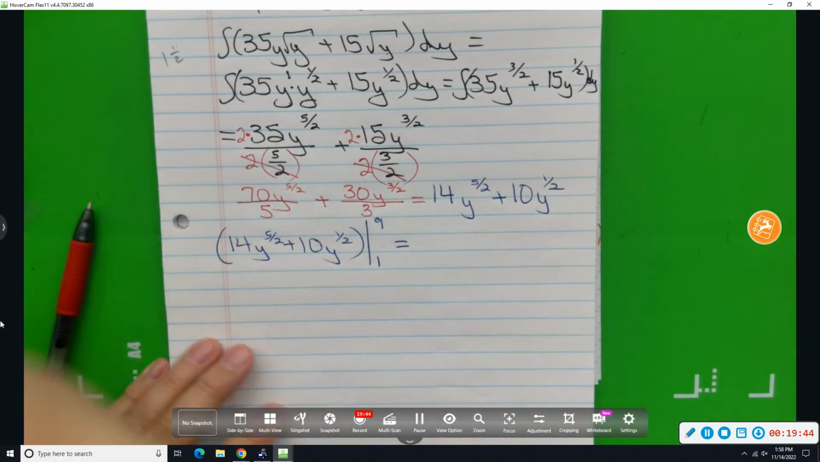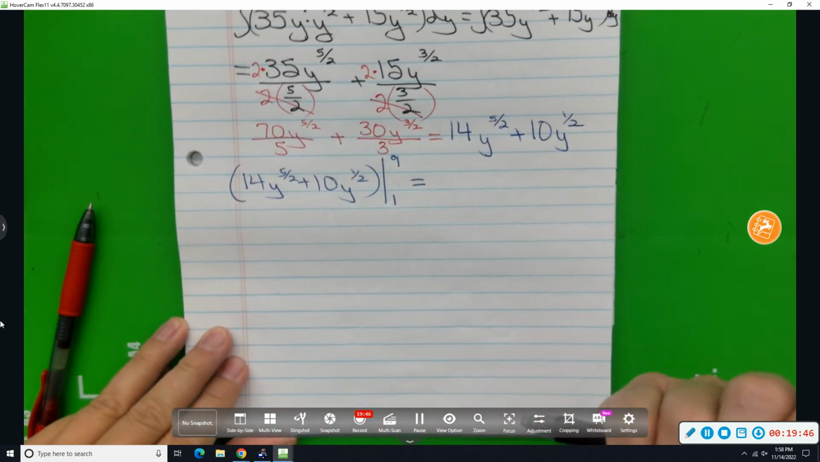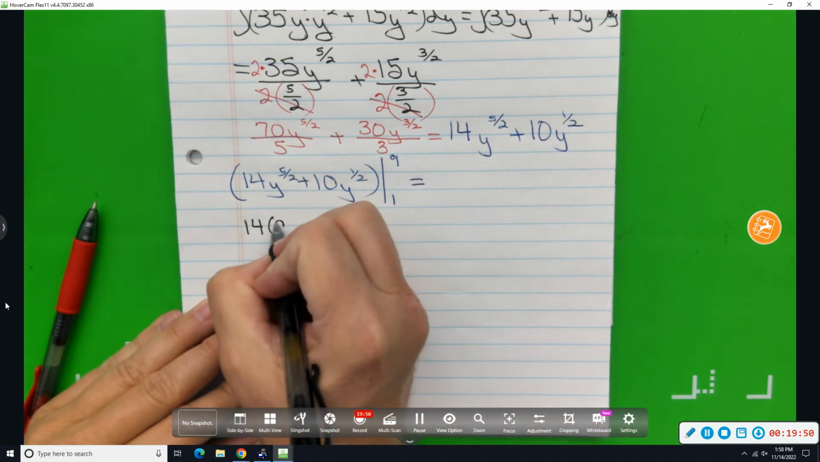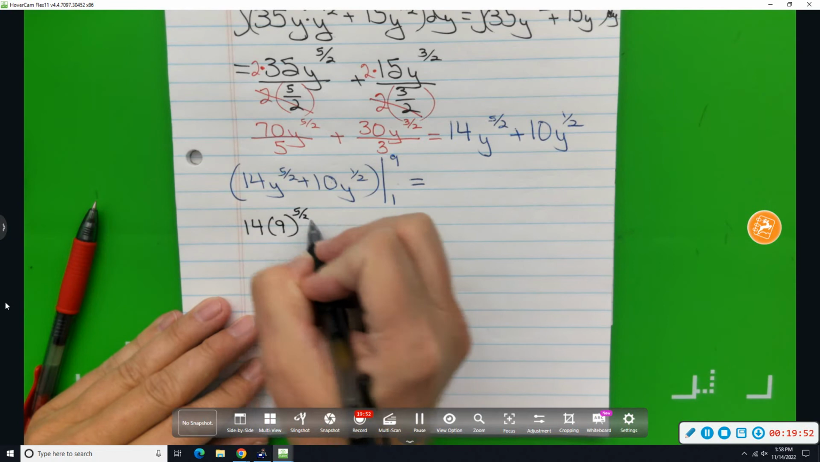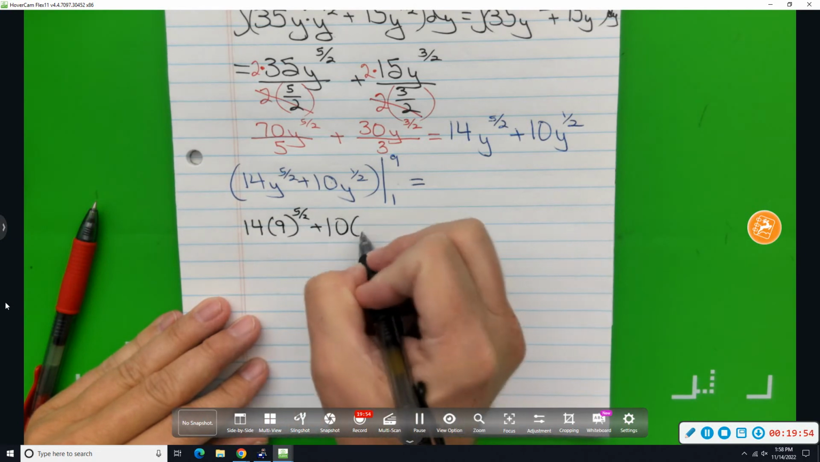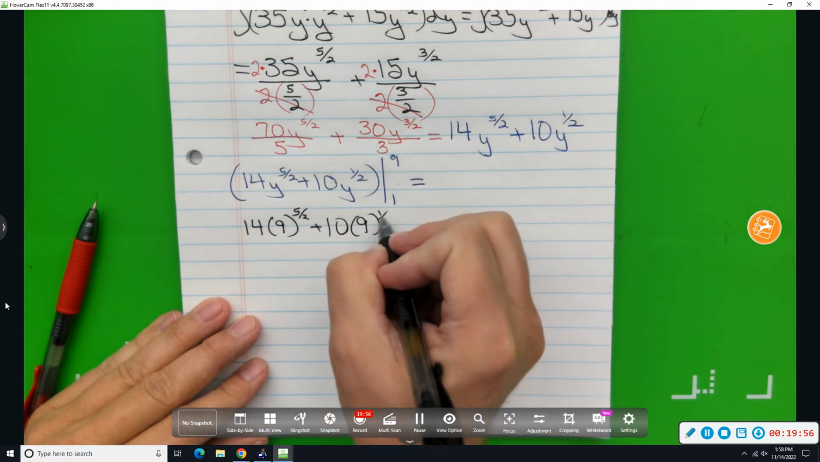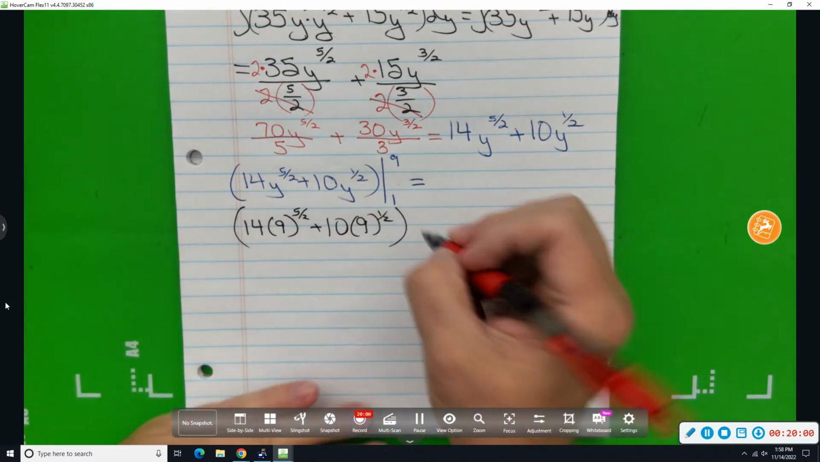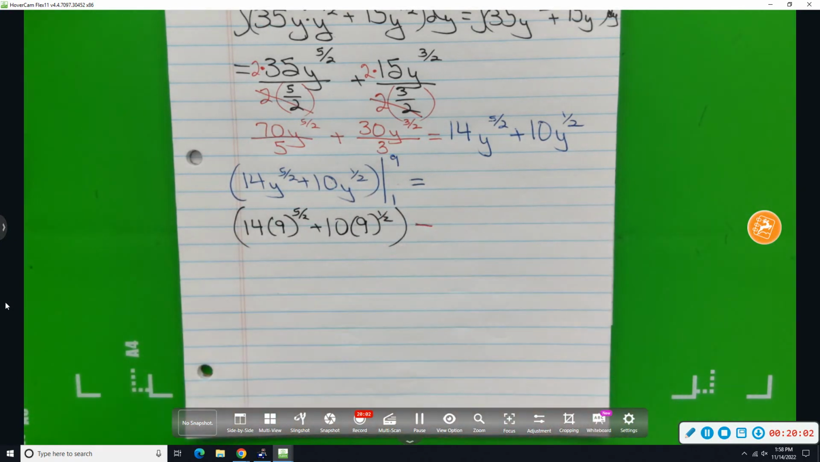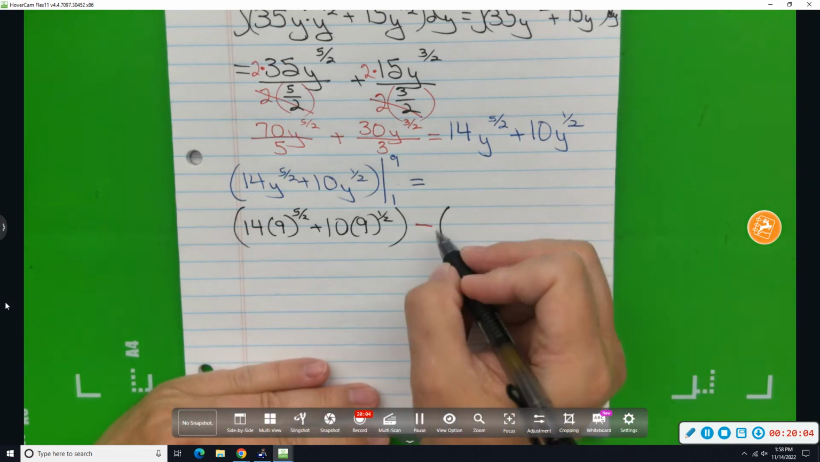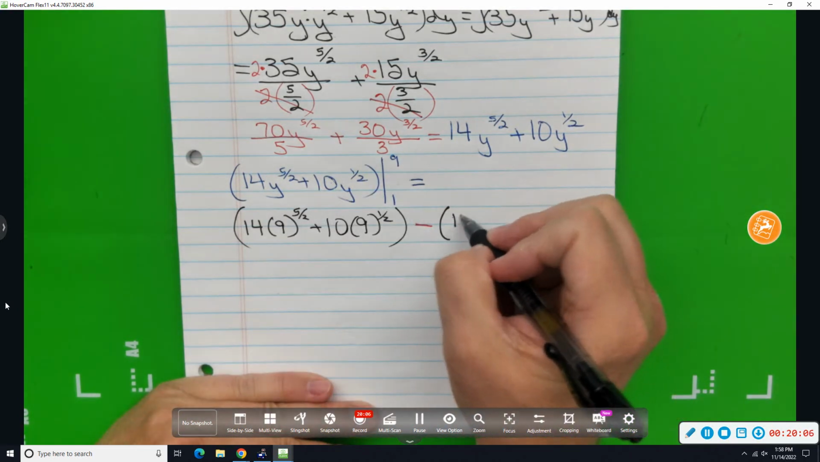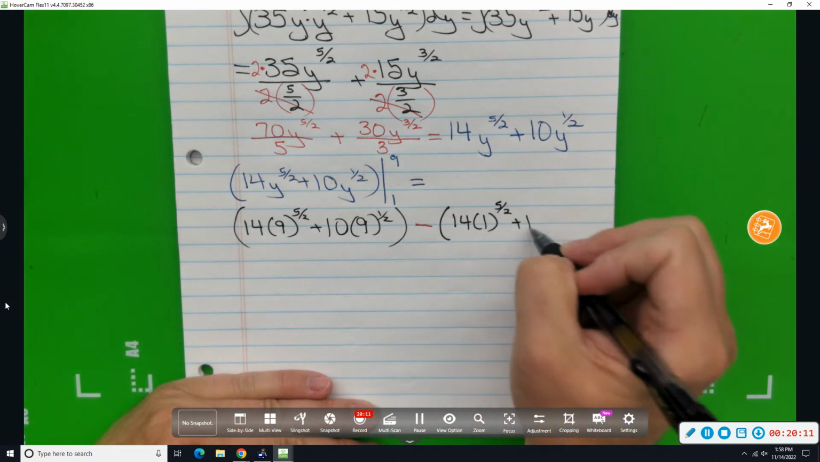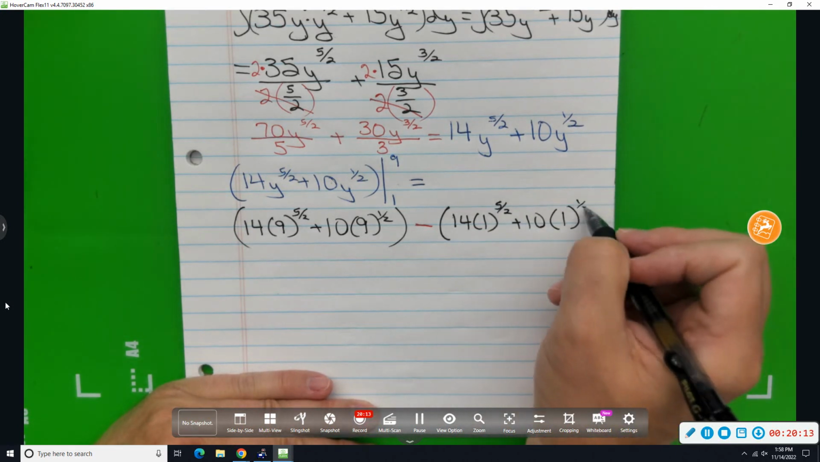First of all, we'll plug in 9. So that's 14 times 9 to the 5/2 plus 10 times 9 to the 1/2, minus, go through plugging in 1. That's 14 times 1 to the 5/2 plus 10 times 1 to the 1/2.